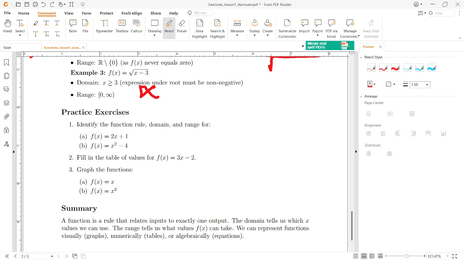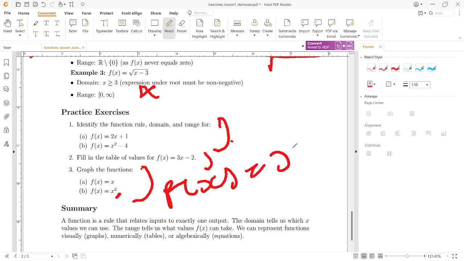So we have some practice questions here. Identify the function rule, domain, and range for these scenarios. You do the table and you do the graphs. So I have already shown you the graph for this one. You can try out the graph of f of x equal to x to the power 3. So you can try that for practice.